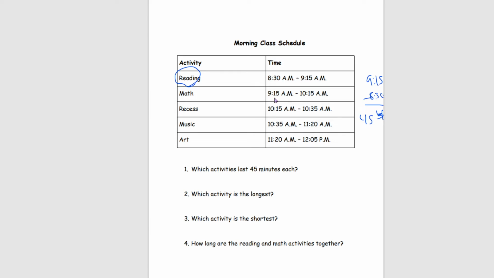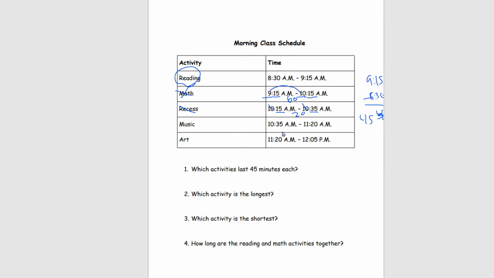Here we look at math. The easiest way, since we know that 15 and 15 are the same, is to look at the big numbers here. So we have 9 and 10, and we know 9 to 10 is 60 minutes. So we can exclude math. We can do the same for recess, as these two are the same. So we can just count the measurement between these two numbers, and we see this is 20. So recess is out.